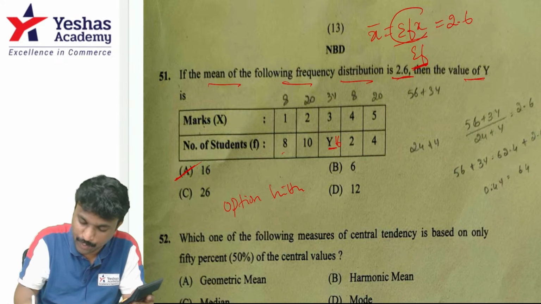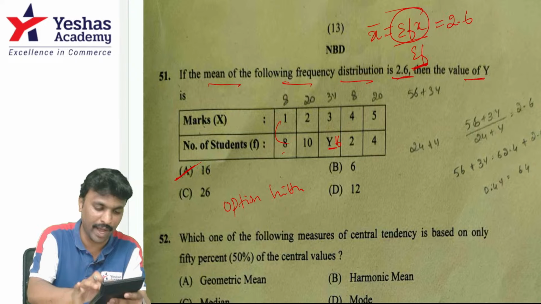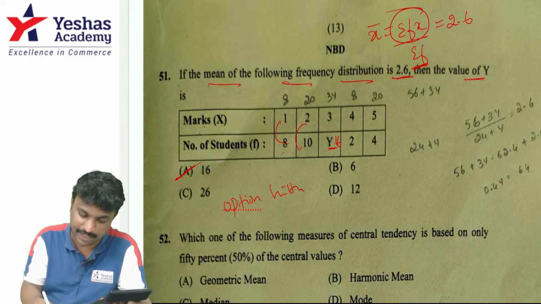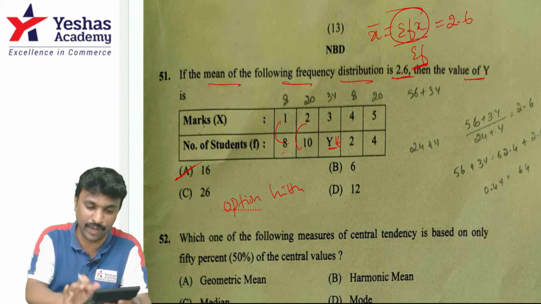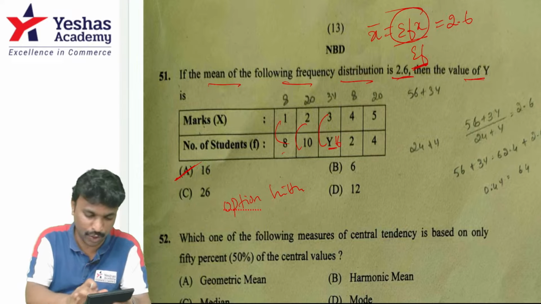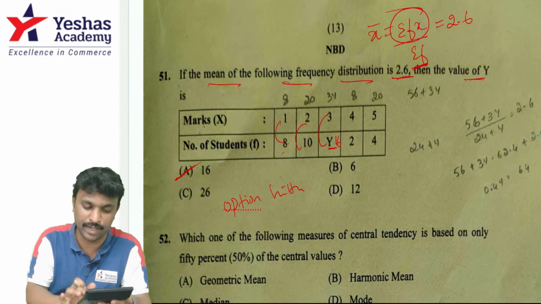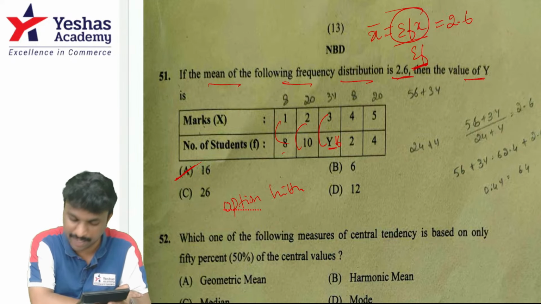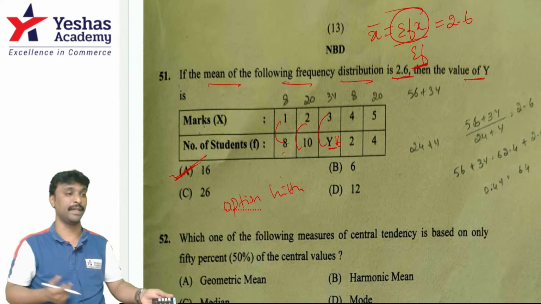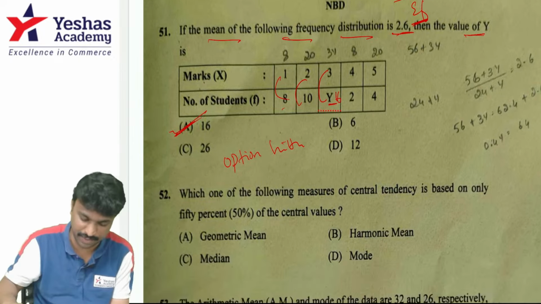Now go to f into x. 1 into 8, press equal. For the numerator, we have to use equal to GT. 10 into 2 equals. Then 16 into 3 equals. Then 2 into 4 equals. Then 4 into 5 equals. Then press GT divided by MRC, and then press equal. It is 2.6. So the missing value y is nothing but 16 only.